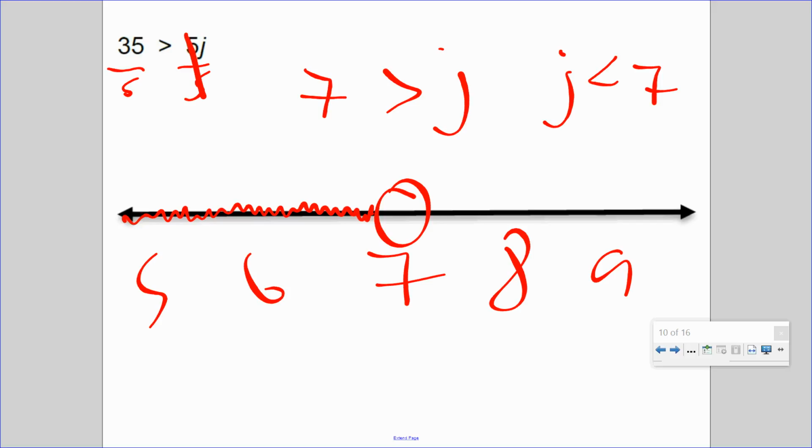All right, so that's how you solve inequalities using multiplication and division that are positive.